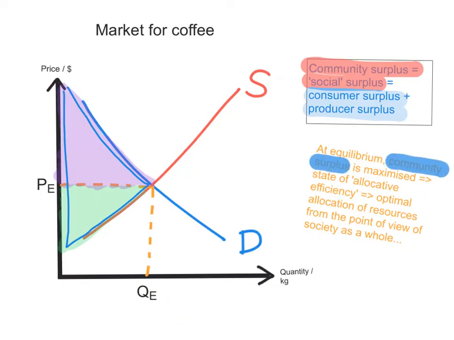So if you want to reach the maximum surplus for the whole community or for the whole society, this can only happen at equilibrium. And this is called, the market is at a state of allocative efficiency. It is the optimum or optimal allocation of resources from the point of view of society as a whole. If you want to reach the best allocation of resources for the whole society, not just for consumers who might want lower prices or for producers who might want higher prices, but from the point of view of society as a whole, allocative efficiency happens when community surplus is maximized, and this only happens at the equilibrium price.